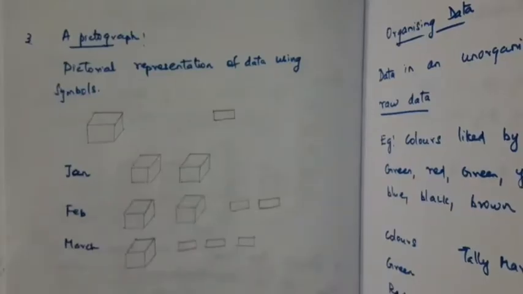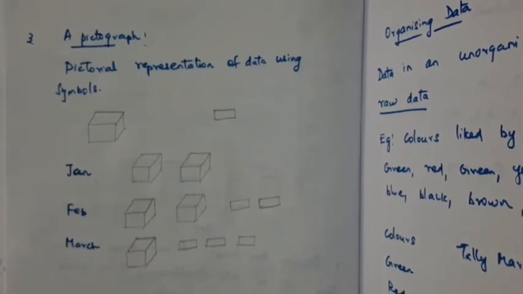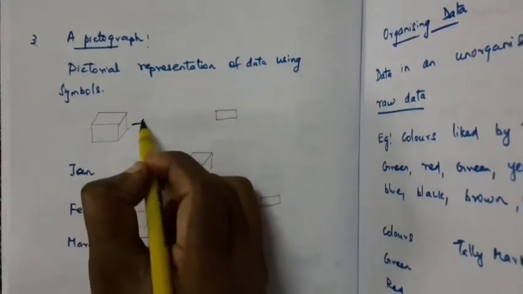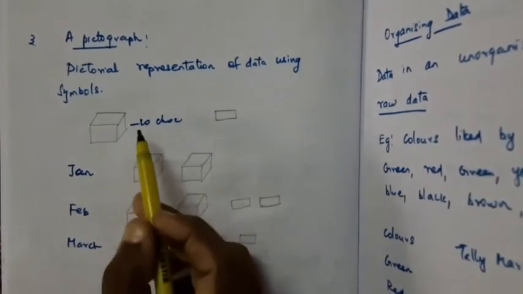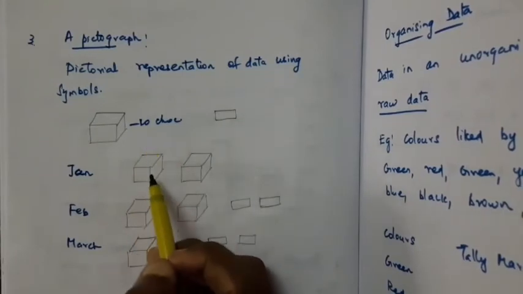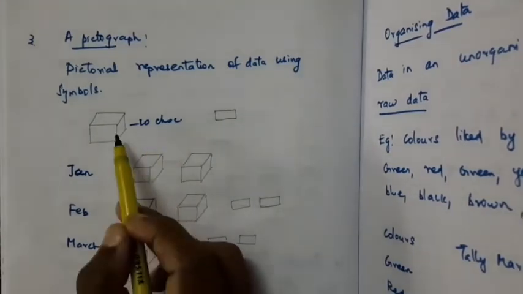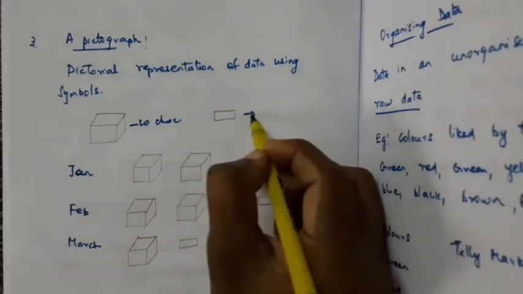Now the next way of representing data is the pictograph. It is a pictorial representation of data using symbols. Here we are going to use some symbols to represent the data. For example, consider there is a shop. The shopkeeper is selling boxes of chocolates. Suppose each box has 10 chocolates. If I draw a single box, it means 10 chocolates are sold. So this will represent 1 chocolate.